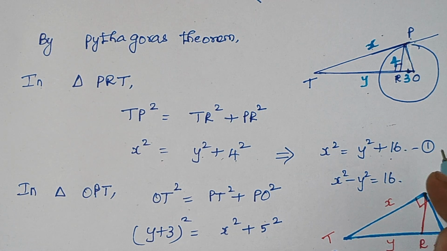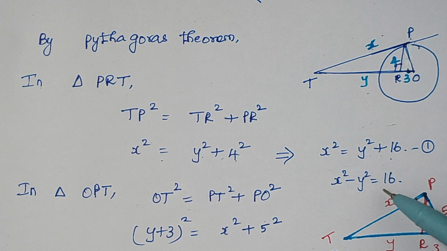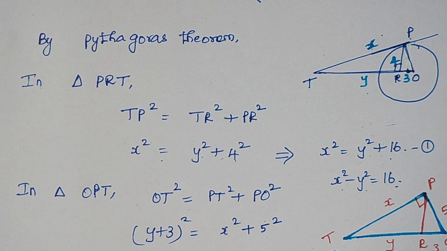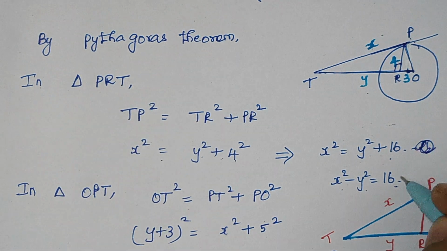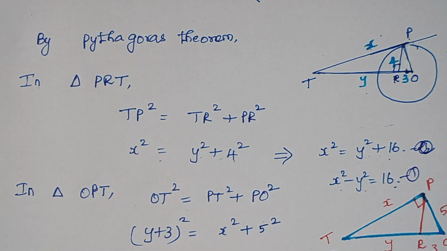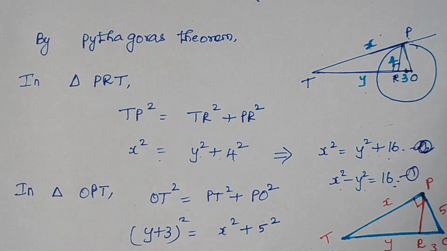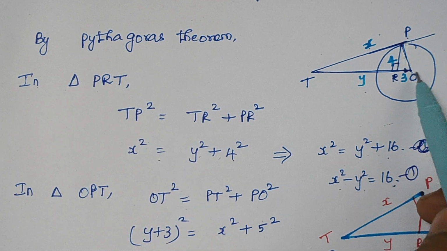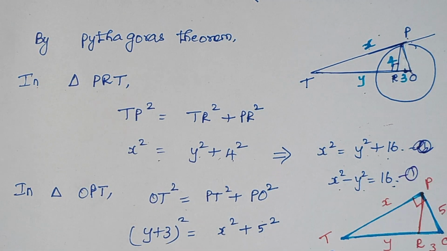Just for our convenience, I am reframing this expression as X square minus Y square equal to 16. Right, I am moving this Y square to the left-hand part. So let this be equation number 1. Now, consider the triangle. We are considering OPT. That is this part, OPT.